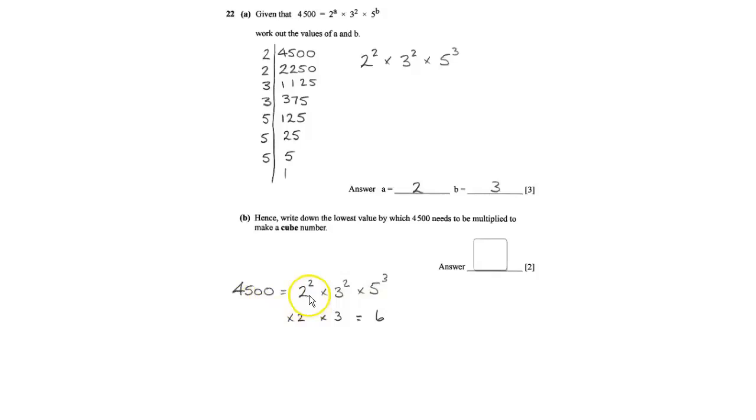To change the 2 squared to a cube, you have to times it by another 2 to make it 2 cubed. You have to times the 3 by another 3 to make it 3 cubed. So overall, you're multiplying by 6. 2 times 3 is 6. And that's how much you multiply that number with to get a cube number.